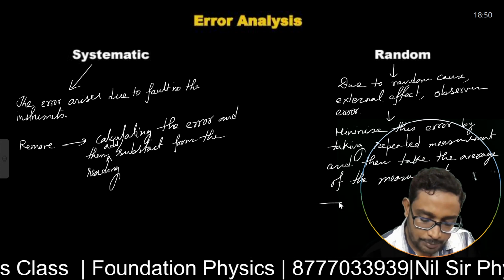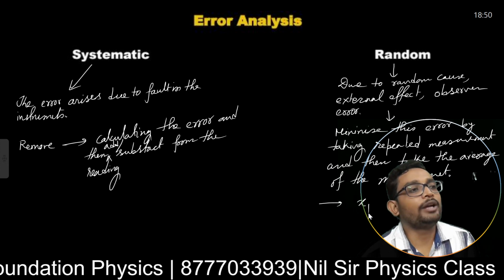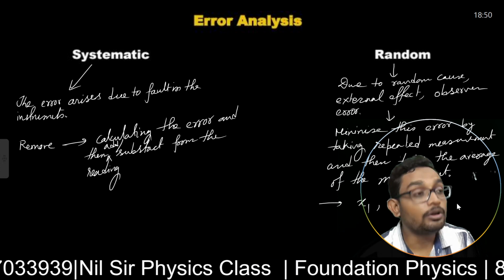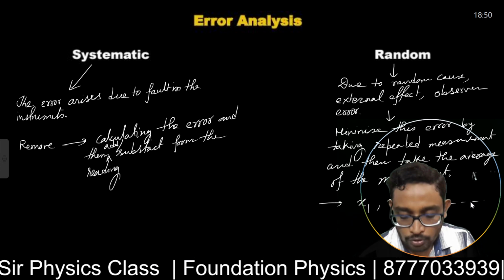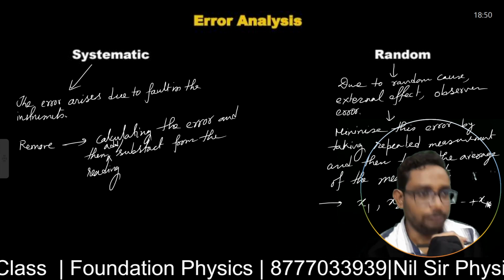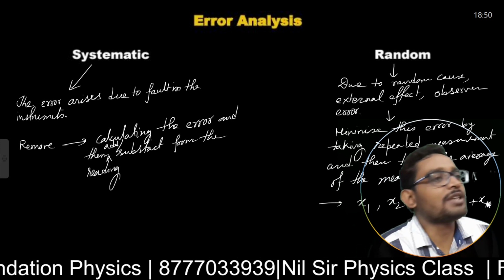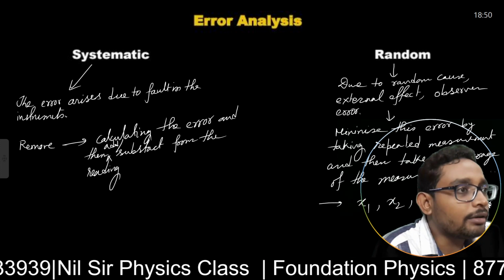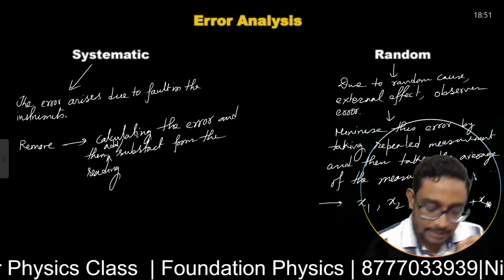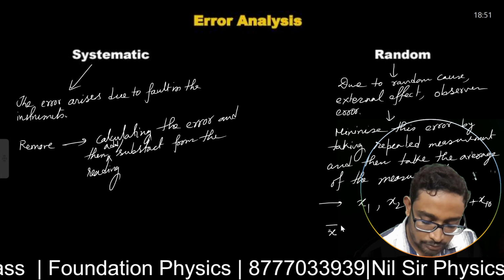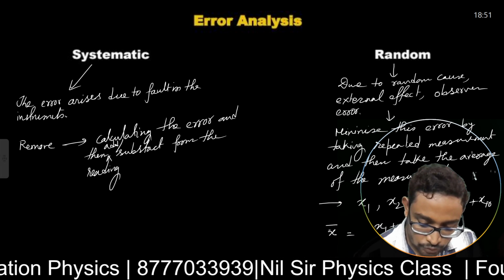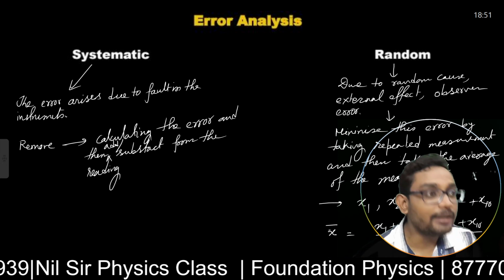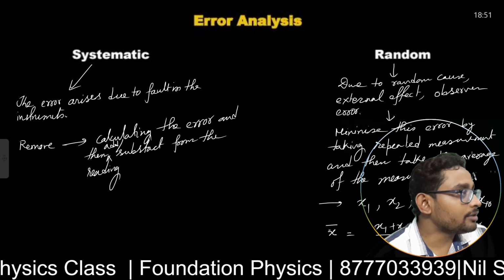For your first measurement you got the value x1. Your second measurement you got the value x2. Your third measurement you got the value x3, and so on. For example, you made 10 such measurements. Every time there may be some error, right? So what will be the accurate result of this measurement? The accurate result is equal to x1 plus x2 plus dot dot dot x10, divided by 10.